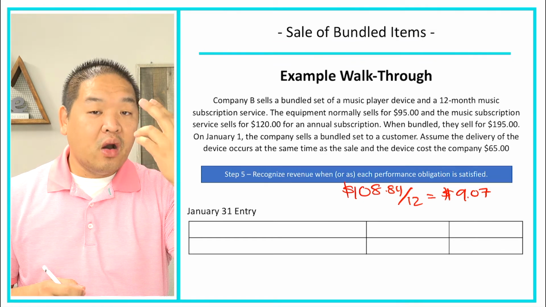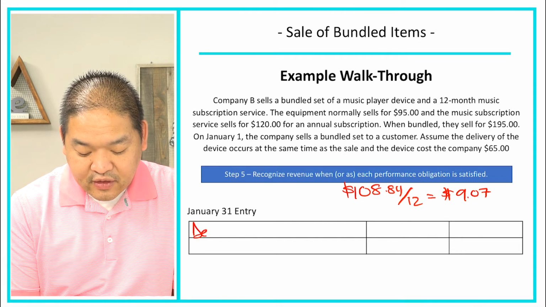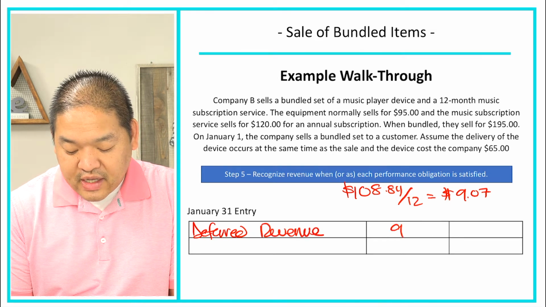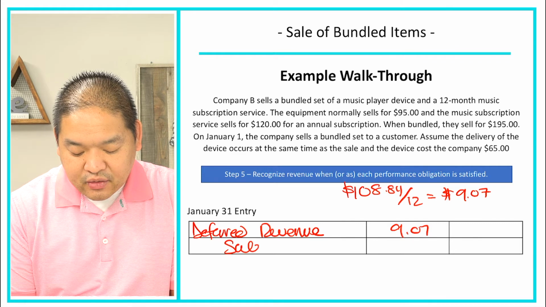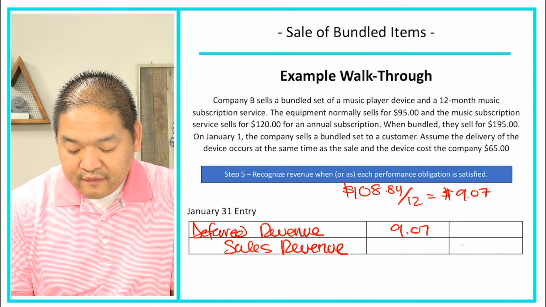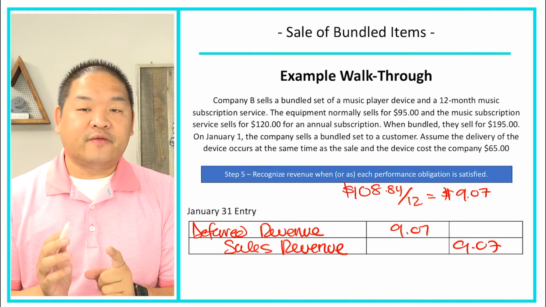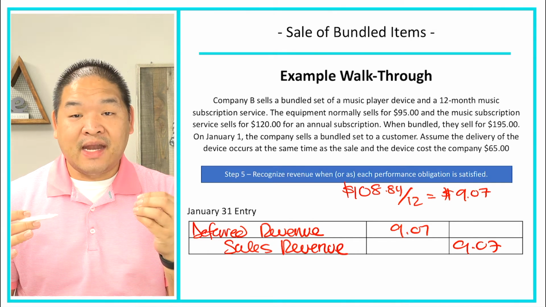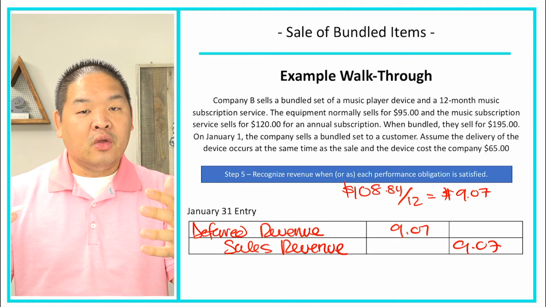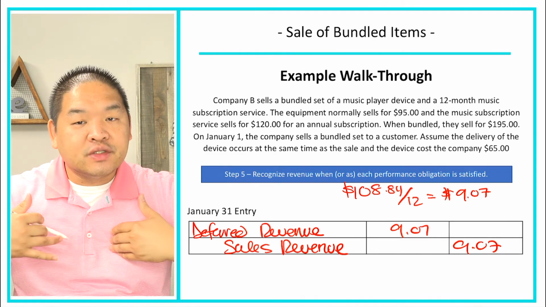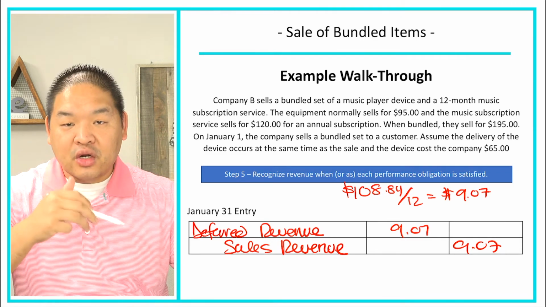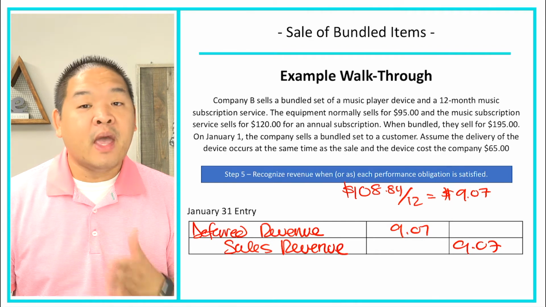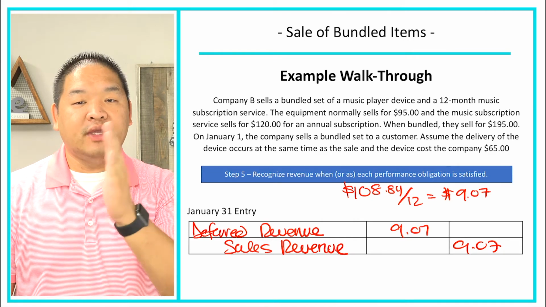Where is it coming from? Well, we no longer owe them any, so we are going to debit deferred revenue for $9.07, and we're going to move it to sales revenue for $9.07. If you remember, when we deferred it, we credited deferred revenue for $108.84. Now we're going to reduce it by $9.07 because we no longer owe that month of service to the customer. We've earned it, so we're going to move it from deferred revenue to earned revenue, in this case debiting deferred revenue and crediting sales revenue of $9.07. And we would do this every single month until 1 full year is up.